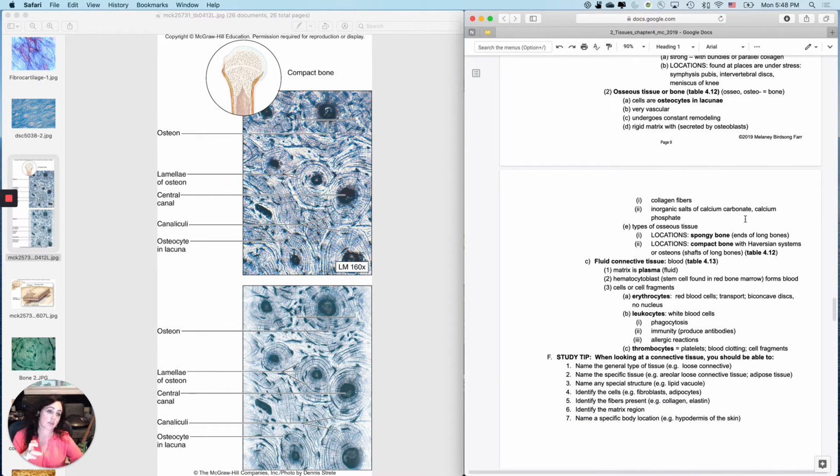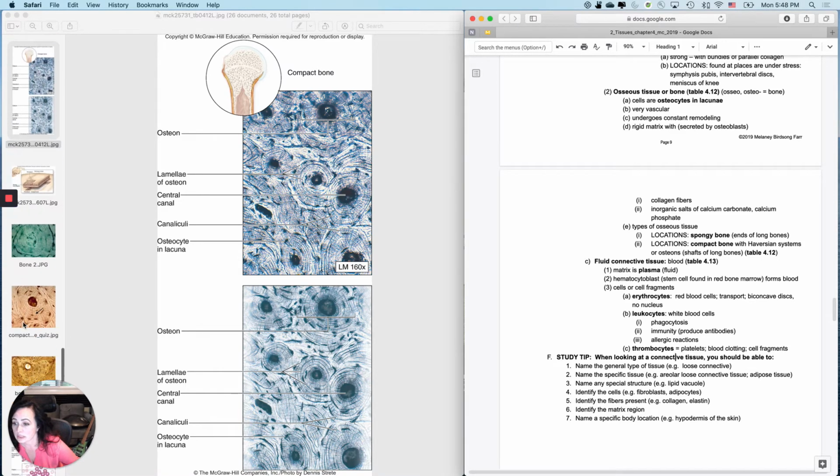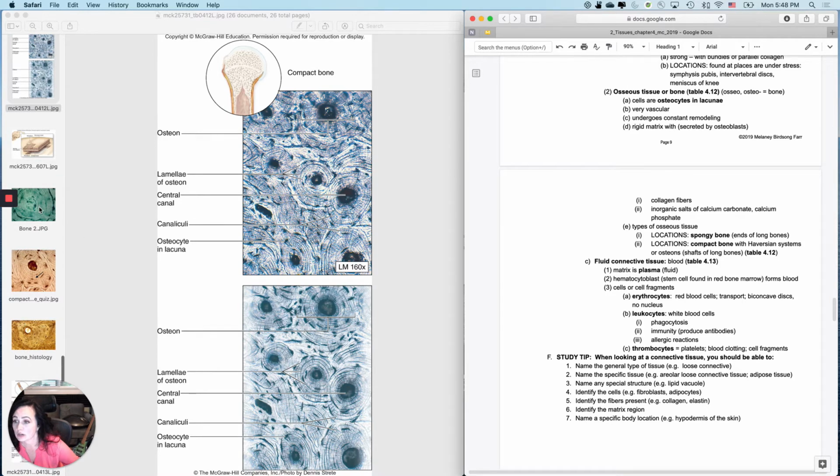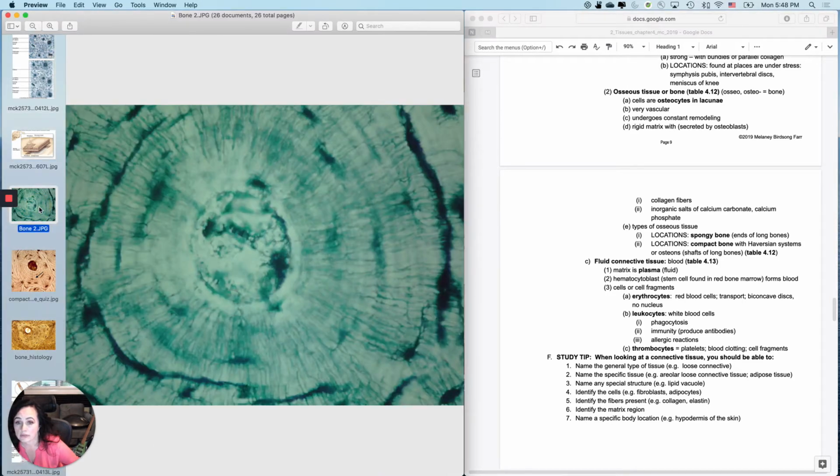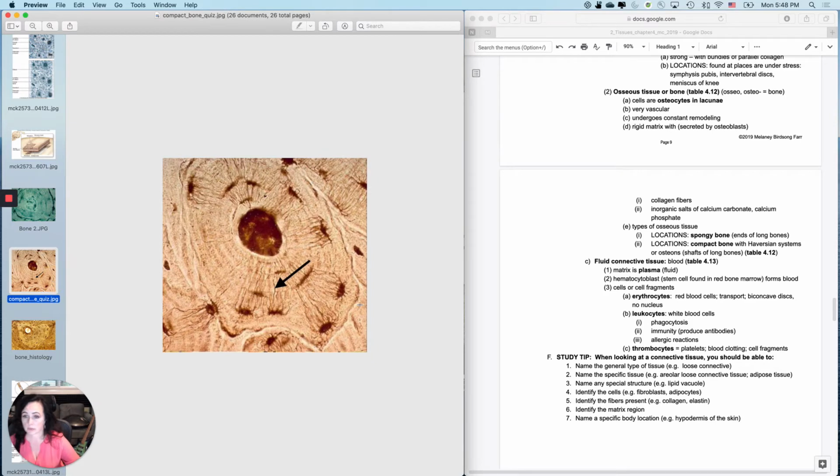So what we are going to do is draw the compact bone with an osteon. Instead of using one of these that's in your book, I'm going to use a different image and label the parts of an osteon. Let's use this one actually. Okay, so here's an osteon.